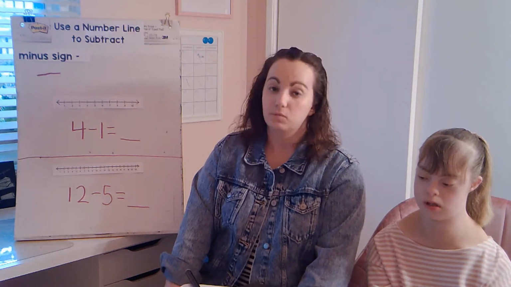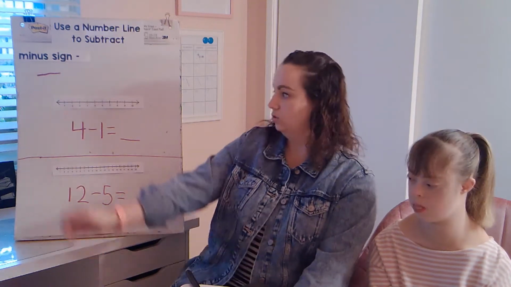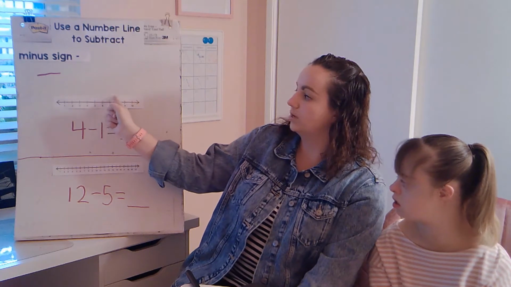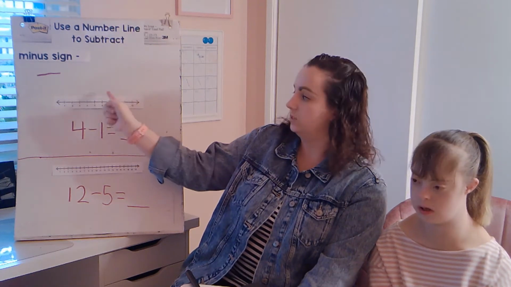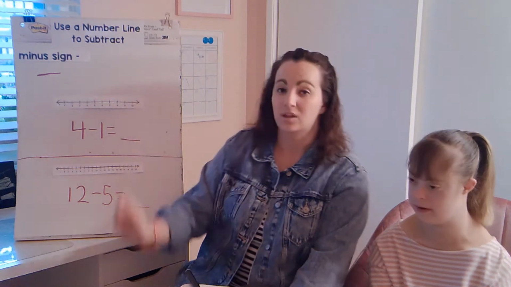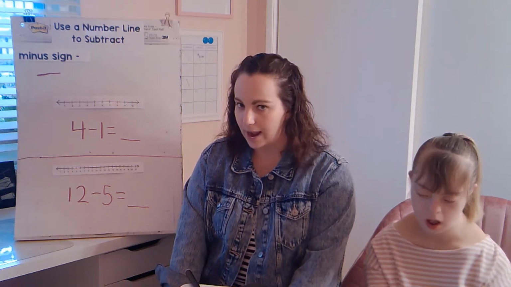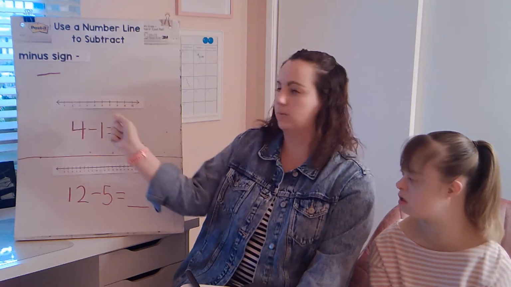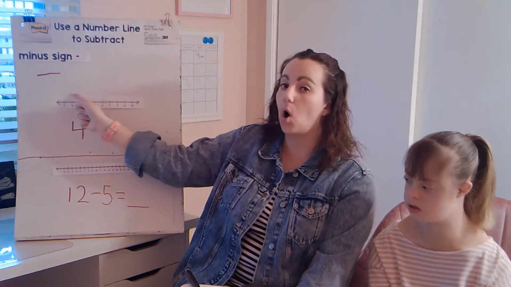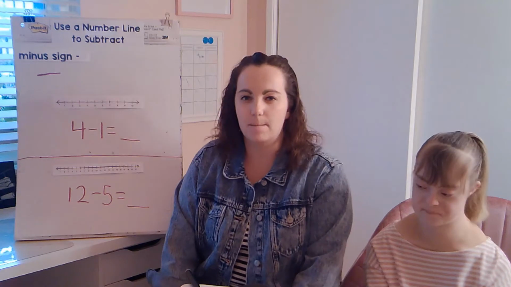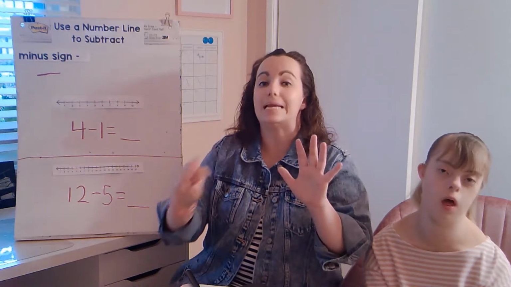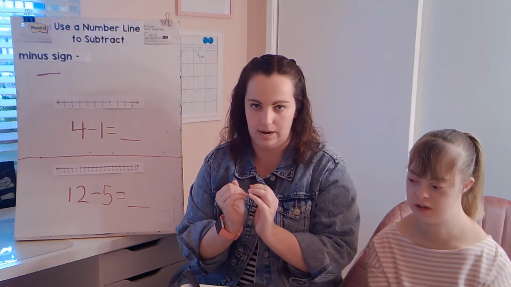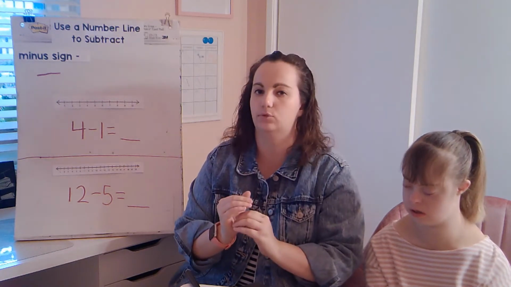Now, maybe you remember a few lesson videos ago when we used a number line to add. To use a number line to add, we started at the larger number and moved forward towards bigger numbers to add on that many numbers. Well, today, to subtract, we're going to go back on the number line. We go towards smaller numbers. Because remember, with subtraction, we're taking away. The answer gets smaller. Okay? The numbers get smaller in subtraction.